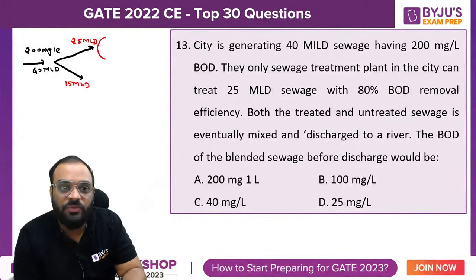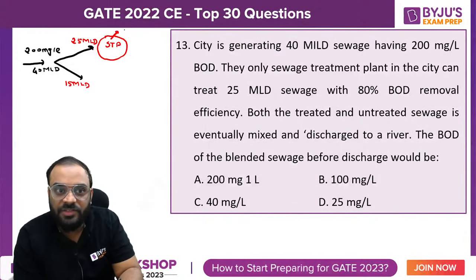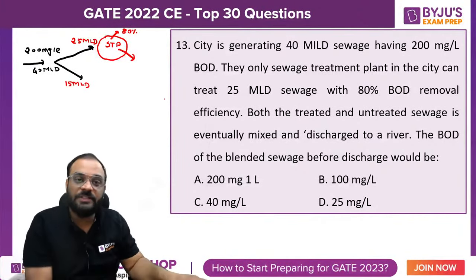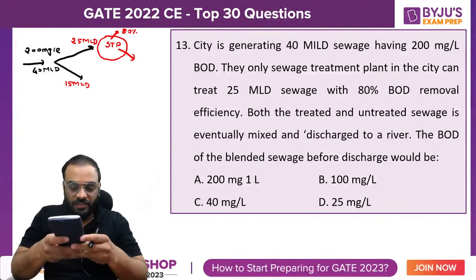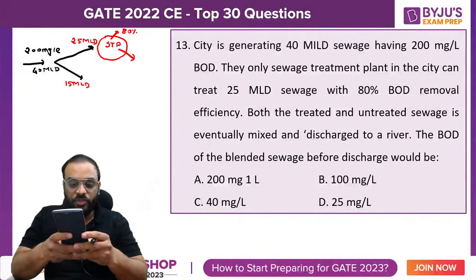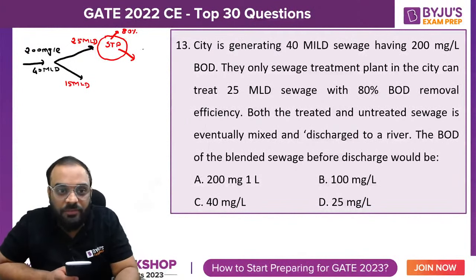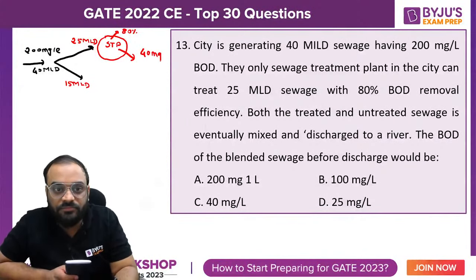So guys, this one is basically our STP part. So STP will have an efficiency of 80%, right? So if it removes 80% of BOD, then how much BOD is remaining? Can I write it, guys? 200 multiplied by 0.2. So the remaining BOD will be 40 milligram per liter. And the discharge will remain the same, that is basically 25 MLD.